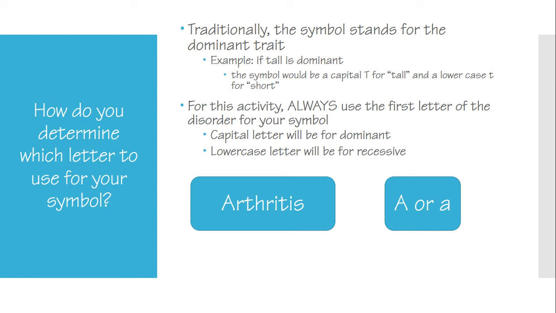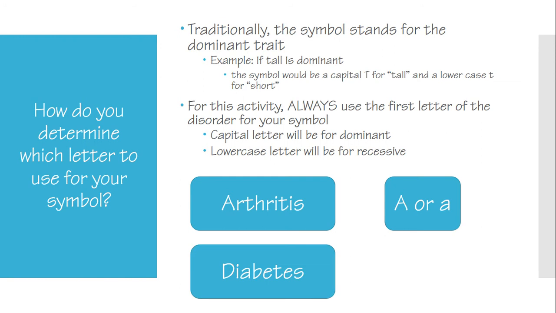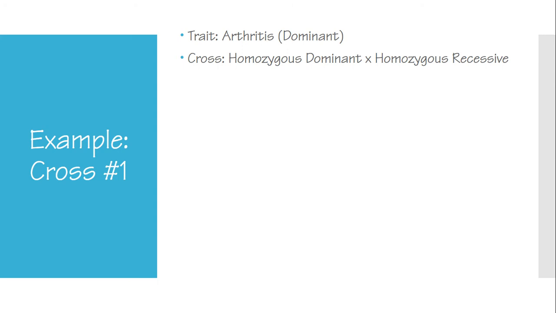And I would have to figure out whether arthritis is dominant or recessive to determine whether an organism would have arthritis with either of these alleles. Another example would be diabetes. The two letters I would use would be a capital D or a lowercase d. Capital D denoting the dominant and lowercase d denoting the recessive. And again, I would have to figure out whether diabetes is dominant or recessive to be able to determine what the organism is.